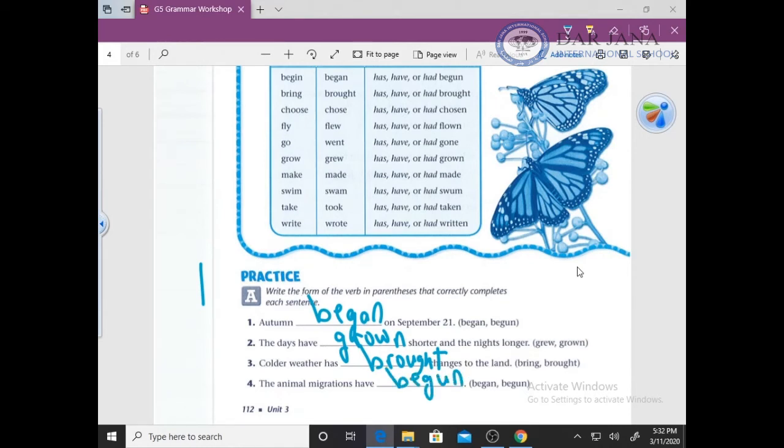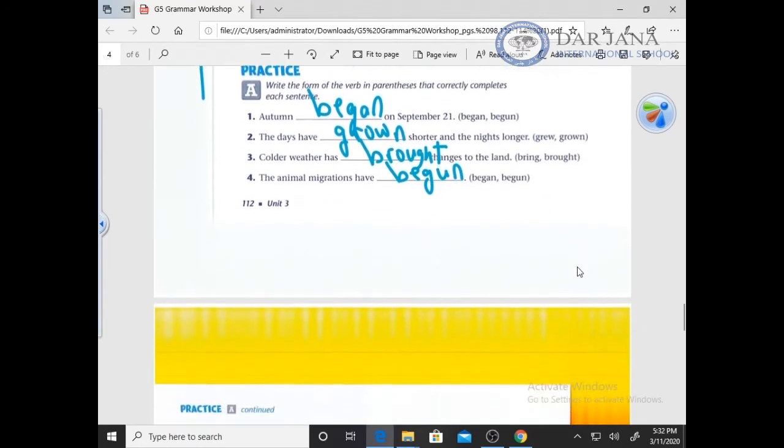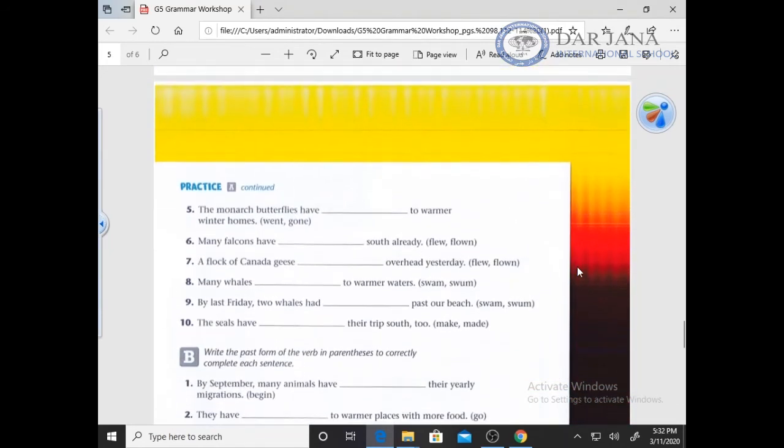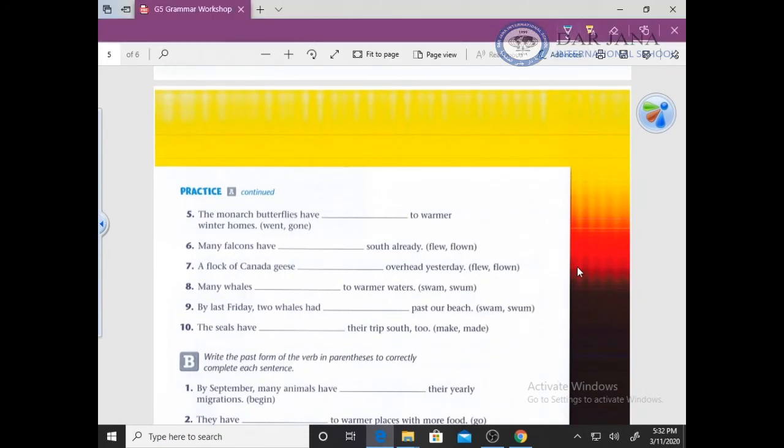Now we have to complete the exercise on the second page, number 5. The monarch butterflies have went or gone? The answer is gone. Why? Because we have have, so we have to say gone. This is the one we use with has, have, and had. Many falcons have south already. Flew or flown? The answer is flown. Why? Because we have the helping verb have.